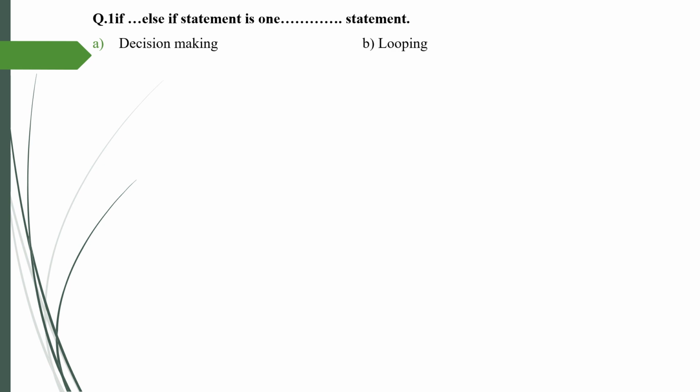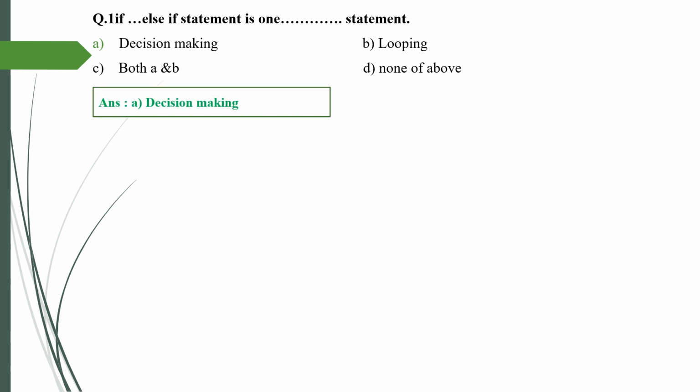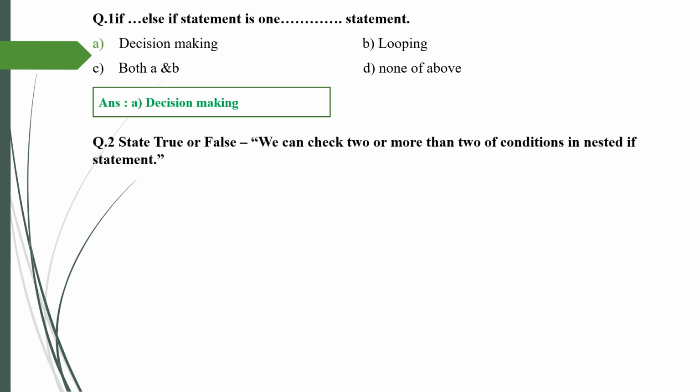Then next we have some MCQ questions. First: the if else if statement is one dash dash statement. Options are decision making, second option looping, third option both A and B, and last option none of the above. So the answer of this question is decision making. The if else if statement is a decision making statement.